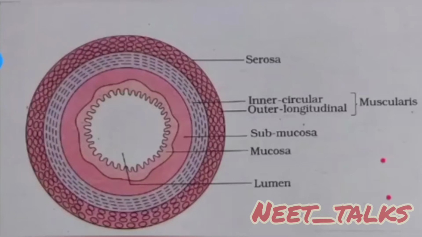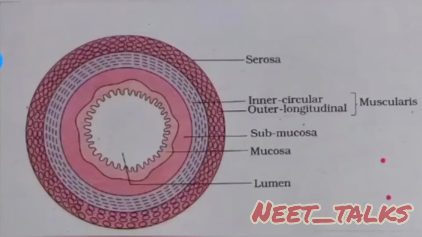We have already started our discussion on the chapter Digestion and Absorption. In this video, we will be seeing the wall of the alimentary canal. We have already explored the various organs of the alimentary canal. In this video, we are supposed to start with the wall of the alimentary canal.